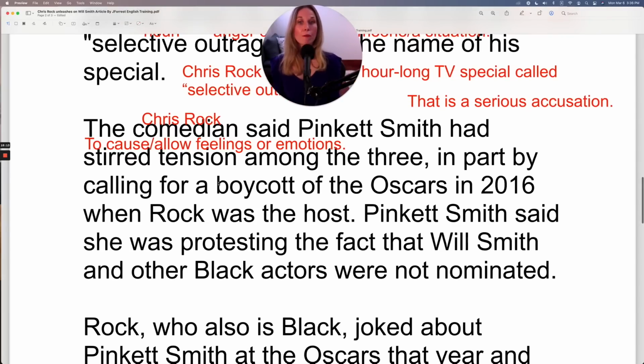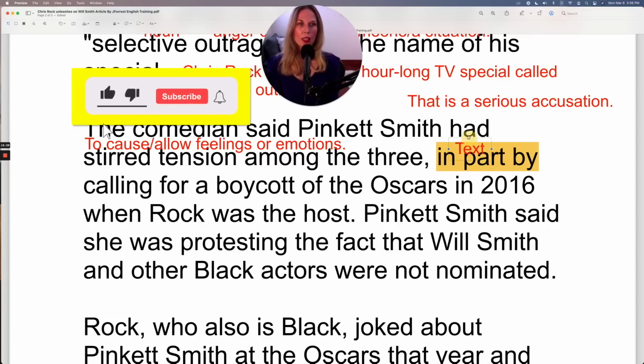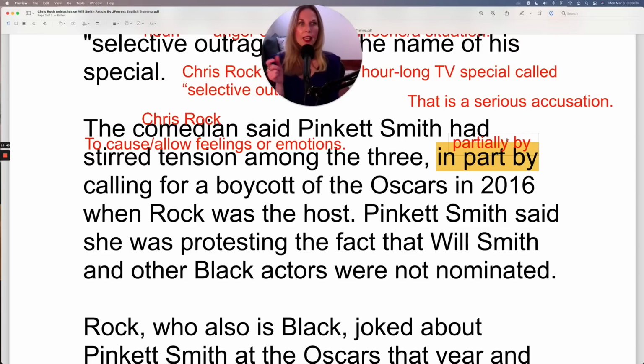In part by calling for a boycott of the Oscars in 2016 when Rock was the host. So they're saying, how did she stir this tension? How did she cause this tension to be available? Well, in part by, this means partially by. You still need the preposition by if you use partially. Partially by. Now, of course, we have our verb in ing because by is a preposition. So we need our verb in ing. By calling for a boycott of the Oscars.